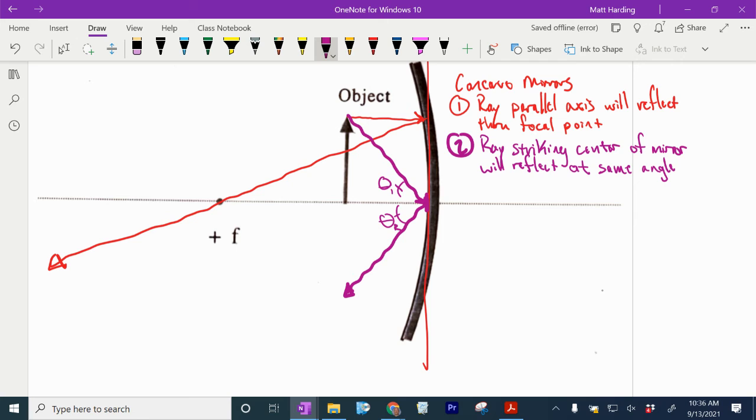And then the third rule, if you will, if I take this focal length and place it behind the mirror, I don't know how I'm going to approximate this, but if I try to aim a ray at it, that's going to bounce off parallel to the axis. That's really quality drawing there, Mr. Harding.